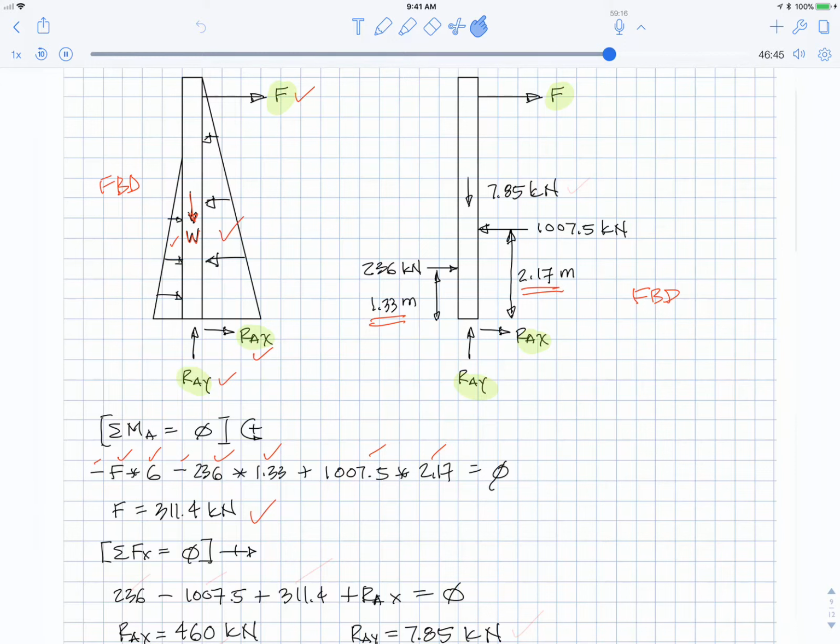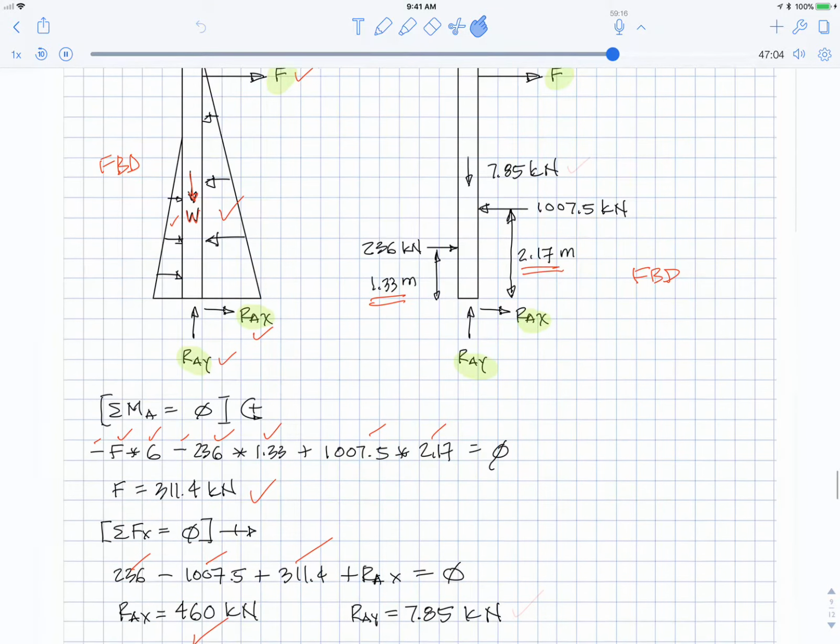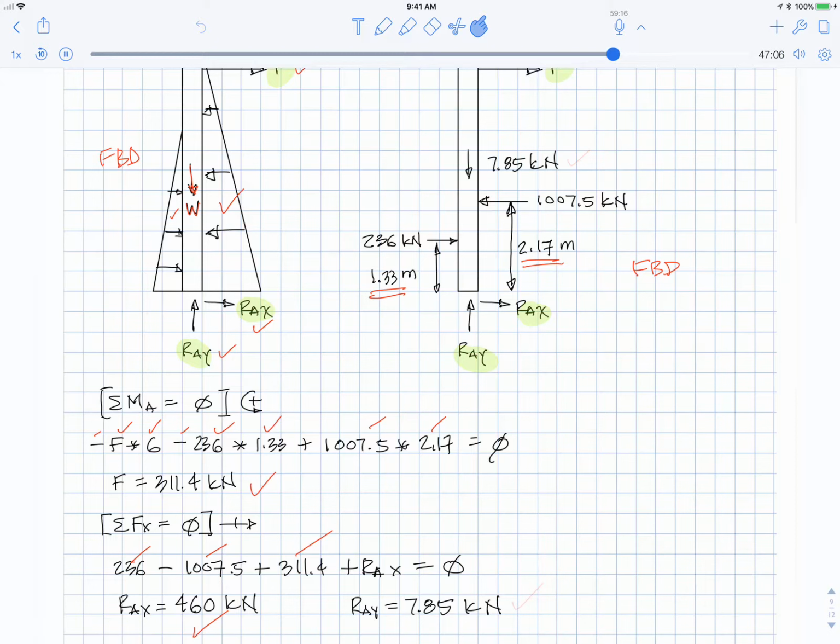Once I know that, I just sum forces in the X. Let's see, 236 from the blue triangle going right, 1008 from the brown triangle going left. F is going to the right, 311. That gives RAX of 460 kilonewtons to the right. And I didn't write out the Y equation. It's obvious that the wall weighs 7.85 kilonewtons going down, so the reaction coming up at the bottom is 7.85 kilonewtons.